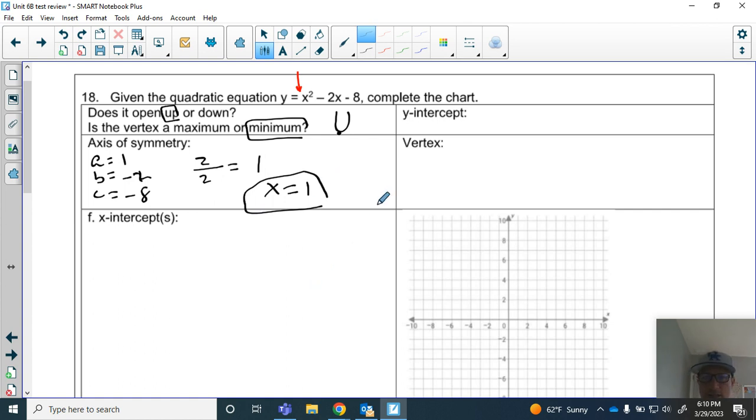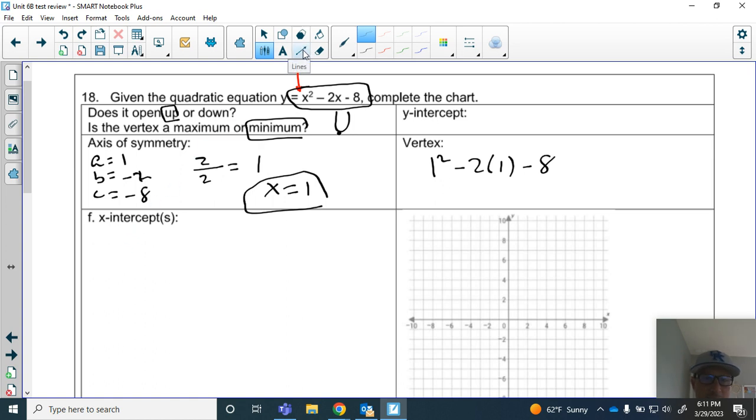To get the vertex, that's going to be 1 squared, because we're taking this right here and replacing every x with a 1, minus 2 times 1 minus 8. I'll let you guys do the work on that.